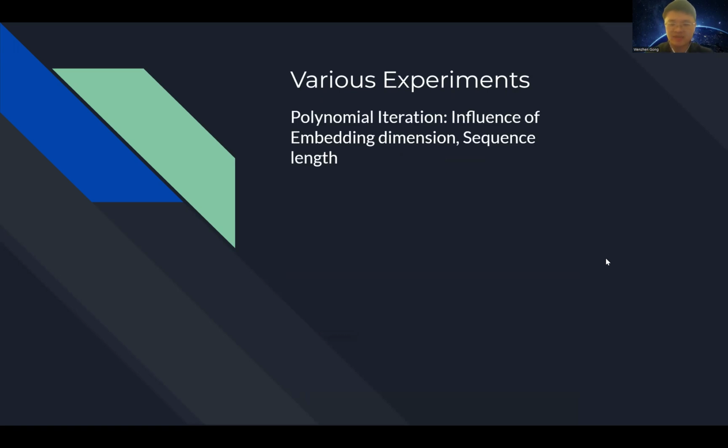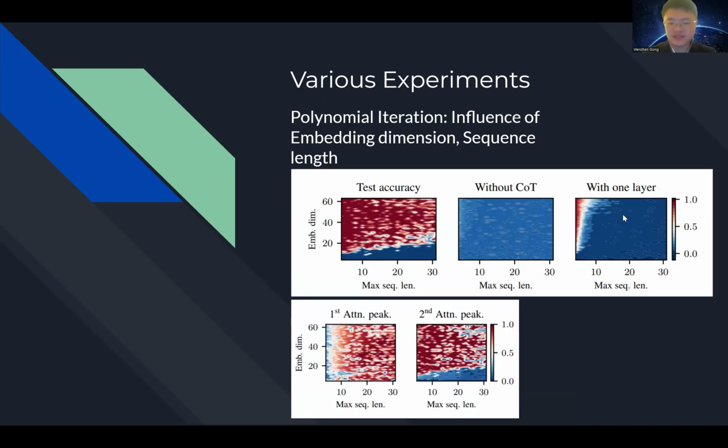And the second experiment they conduct is a polynomial iteration experiment, and it mainly focuses on investigating the influence of different parameters here. The different parameters are the embedding dimension and the sequence length. The sequence length we have introduced, it's just L here, and the embedding dimension is a general parameter which, if it's big enough, can represent all possible functions.